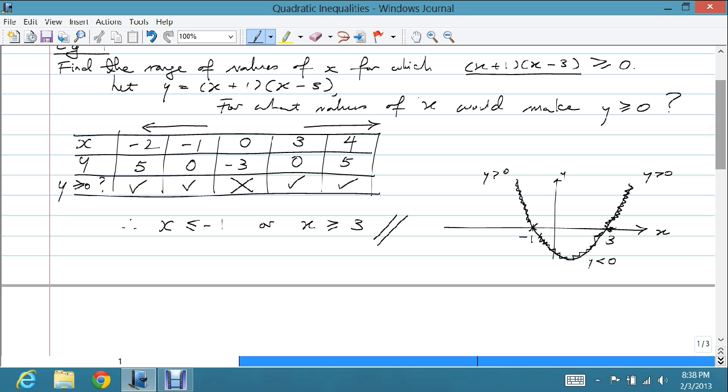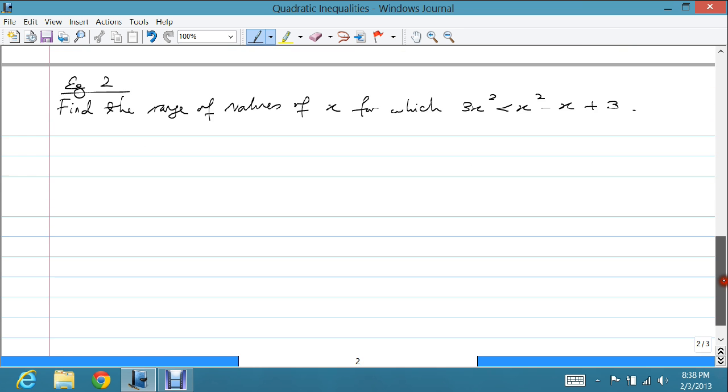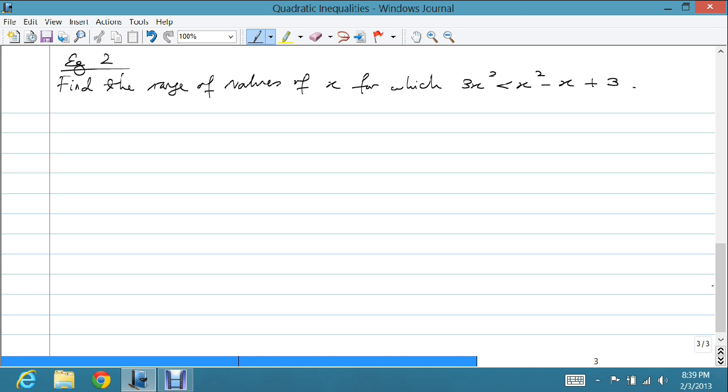Let us summarize the key steps in solving a quadratic inequality. There is no need to draw a table. All you have to do is first find the factors by factorizing the quadratic expression. Secondly, do a sketch of the curve and determine which areas are positive for y and which areas are negative for y. And then from there, deduce the solution of the inequality. Let us try another example to consolidate our learning.